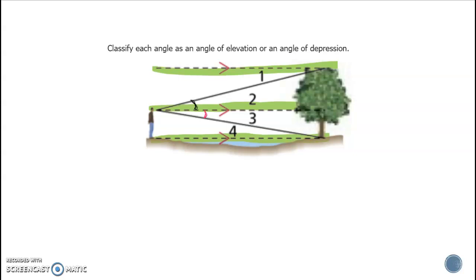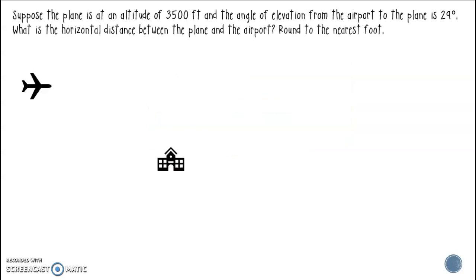Looking at the bottom of the tree, you can look up to the man to see that this is an angle of elevation, and then the top of the tree down to the man to see this is an angle of depression. So angle 1 and angle 3 are angles of depression, and angle 2 and angle 4 are angles of elevation. So let's look at this first example.